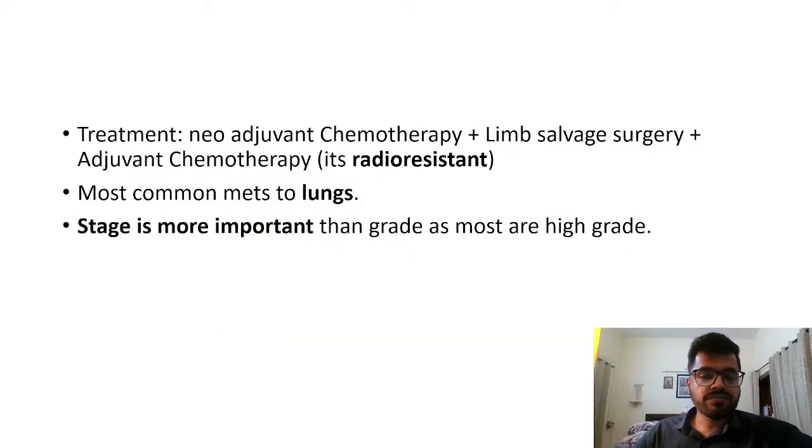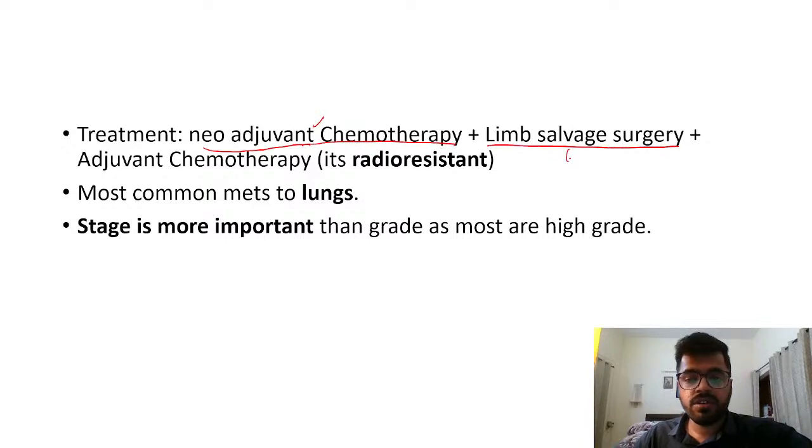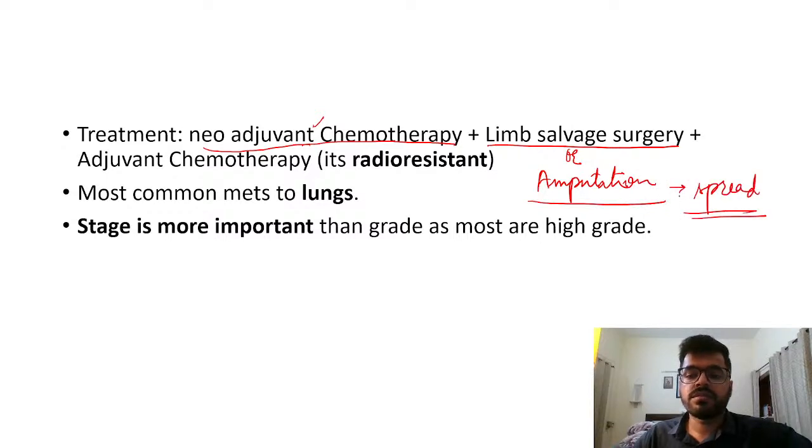Treatment is neoadjuvant chemotherapy, that is chemotherapy before surgery. We give neoadjuvant chemotherapy, then we do either a limb salvage surgery or an amputation. It depends on the spread of the tumor, followed by adjuvant chemotherapy. This tumor is radioresistant.